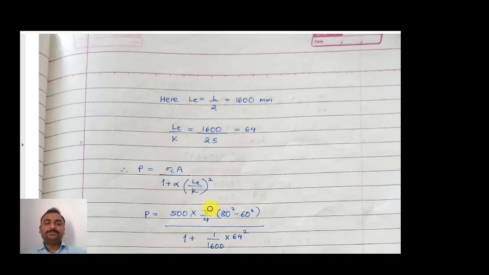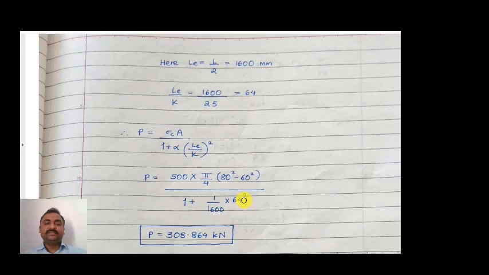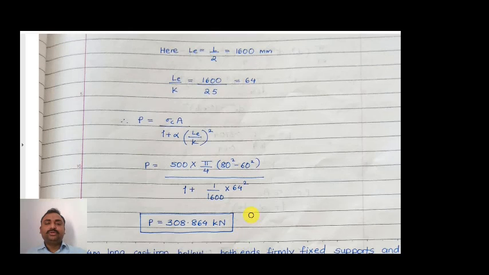Okay, now just put the values in this equation, and you will get our Rankine's critical load, 308.864 kilonewton. Right. So in this formula you need to determine first the numerator, then the denominator, and then take the ratio. Okay, that will be easy to calculate the critical load.